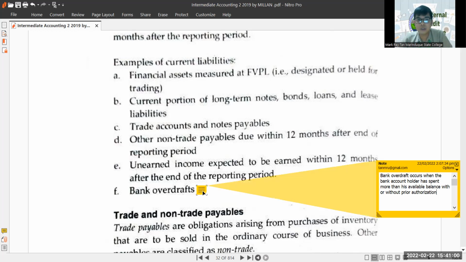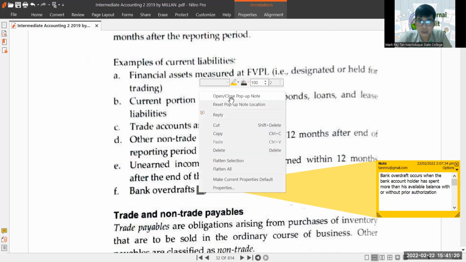Okay? So, if you will research about bank overdrafts, may dalawa yan eh. Yung tinatawag na authorized or unauthorized bank overdrafts. Pero hindi naman na siya ganun ka-relevant sa discussion. Kasi whether authorized or unauthorized, current liabilities yan. Okay? Close ko na.